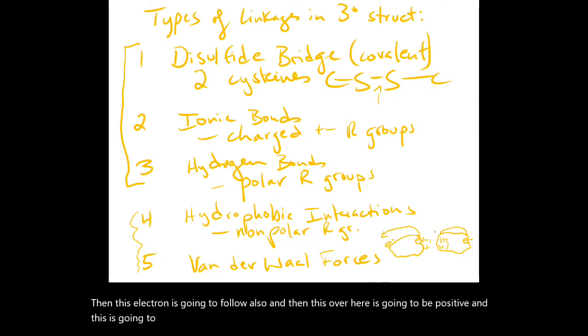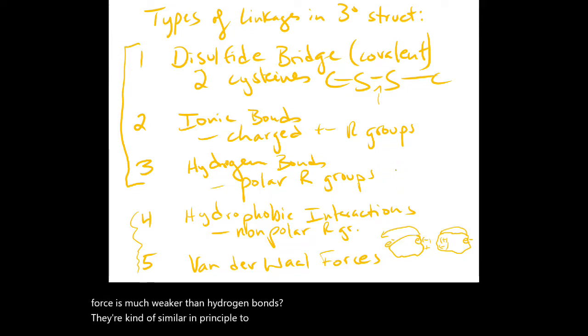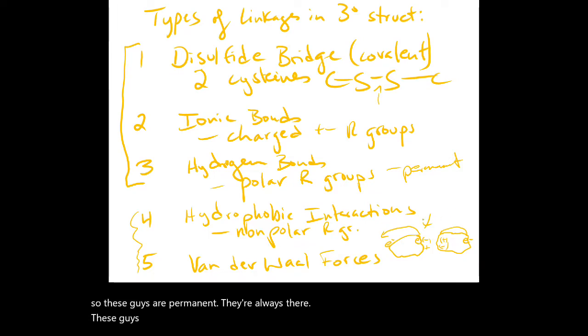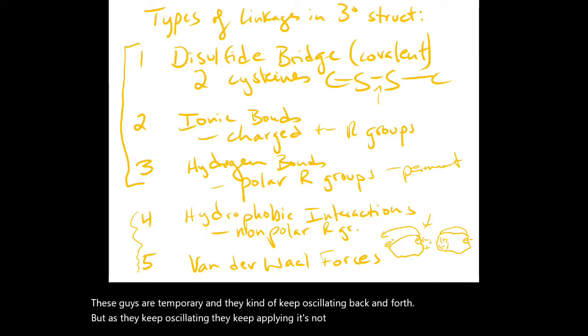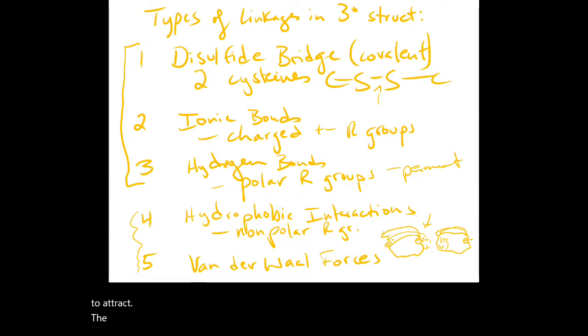All right, so those are really, really weak charges, or really weak forces, much weaker than hydrogen bonds. They're kind of similar in principle to hydrogen bonds, but hydrogen bonds are permanent. So these guys are permanent, they're always there. These guys are temporary and they kind of keep oscillating back and forth. But as they keep oscillating, they keep applying. It's not like the attraction goes away. The attraction stays because as this moves over here, the other one also moves and it continues to attract the whole time. It's just not very strong.